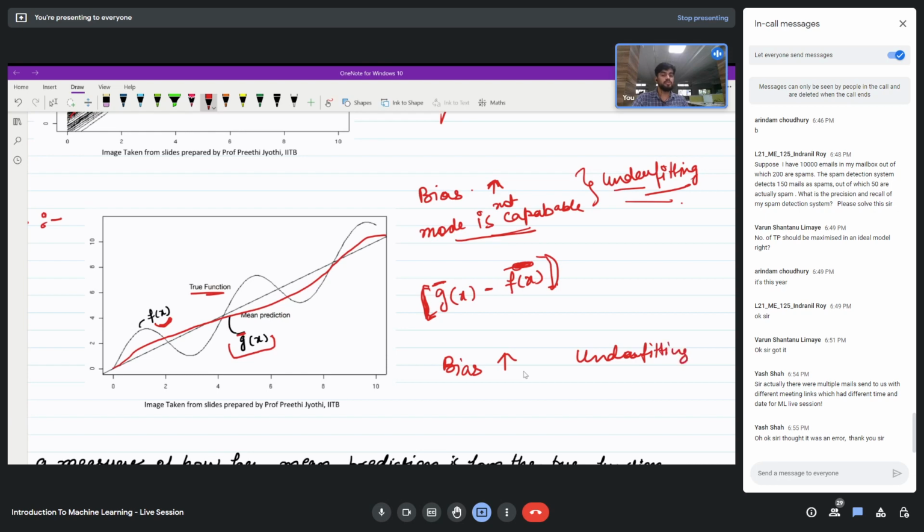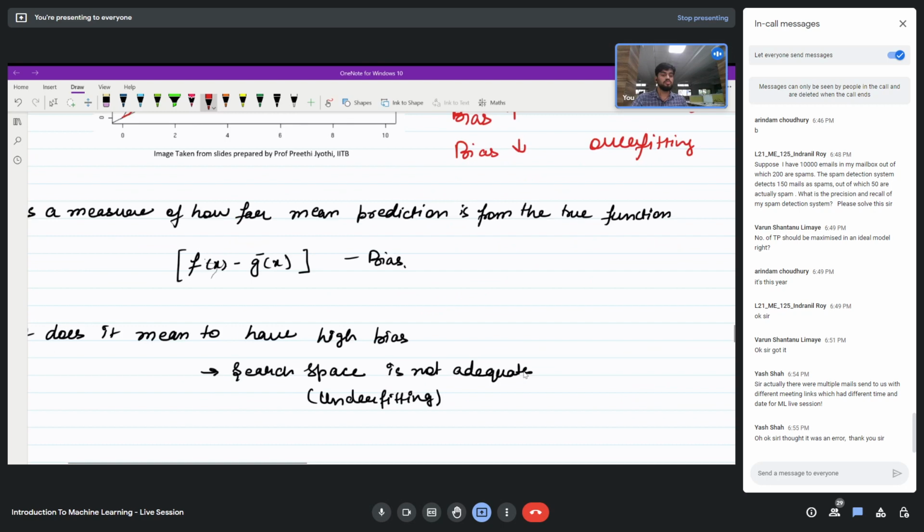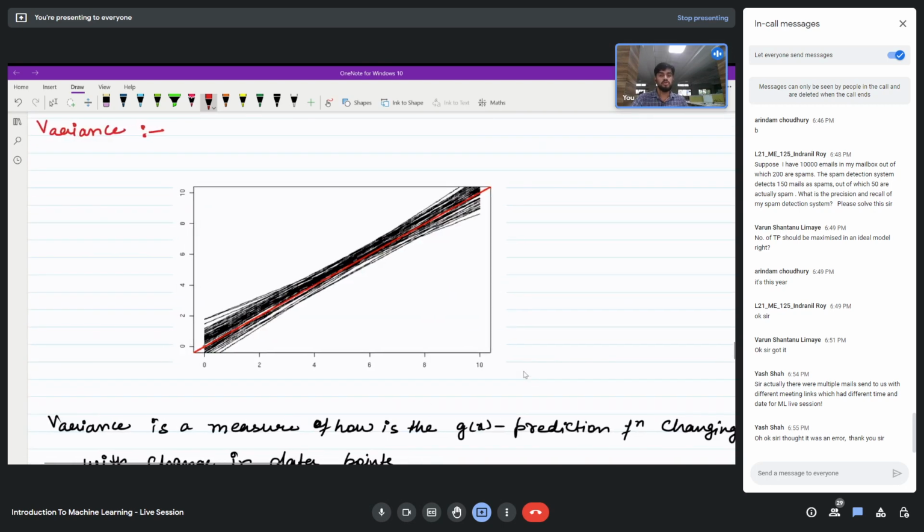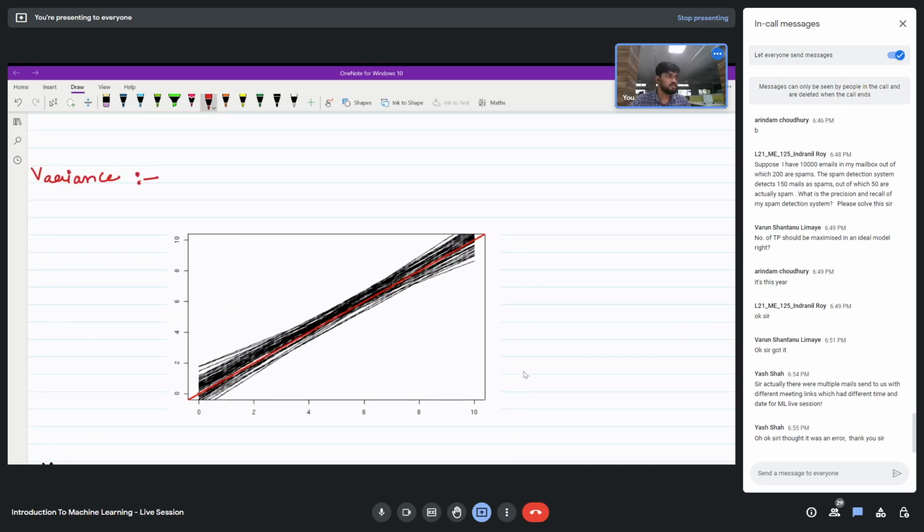And what happens if your bias is low? You might suffer from overfitting. What is overfitting? I'll come to it in a moment, because of want of time. So now you had these 50 straight lines, and we have taken their mean.